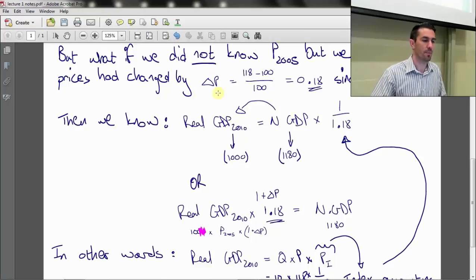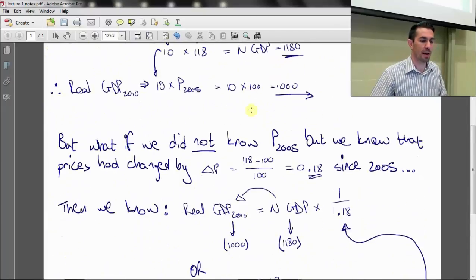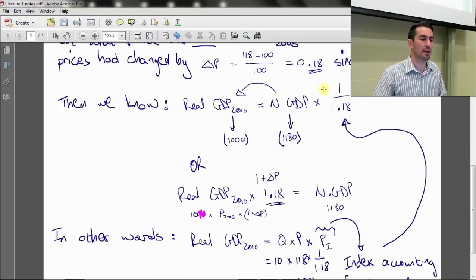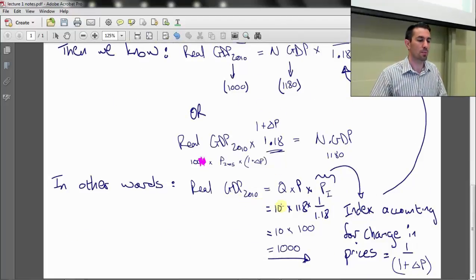Comes from knowing the prices in the two different years. If we didn't know the actual price level in 2005, but we knew what the change in prices were, we would know the price index that we'd need to adjust by. So the real GDP in 2010 would be the quantity in 2010 times the price level in 2010 times an adjustment for changes in prices. In other words, we should get the same answer. Okay? How we calculate this price index is what we're going to talk about in this lecture today when we discuss inflation.